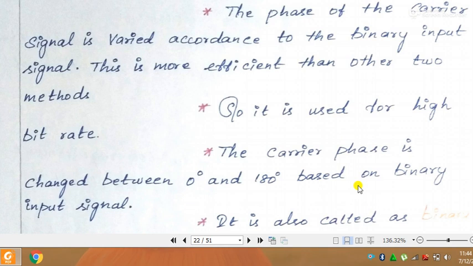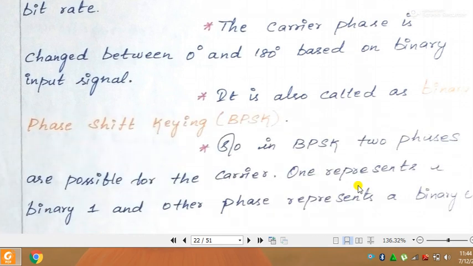Here the carrier phase is changed between 0 degree and 180 degree based on the binary input signal. It is also called binary phase shift keying. So in BPSK, two phases are possible for the carrier. One represents a binary 1, the other phase represents a binary 0.